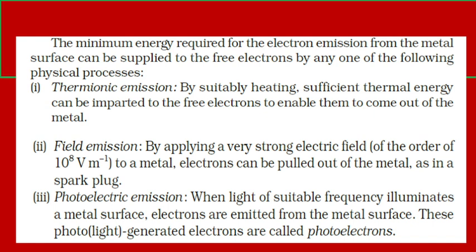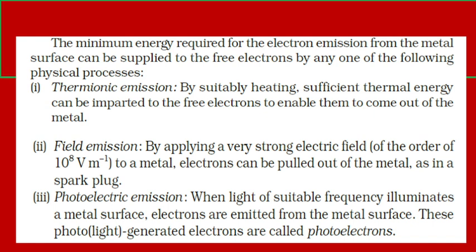Next slide. Now the question is, where will that extra energy, that minimum energy which we need, the work function, come from? Okay, so the minimum energy required for the electron emission from the metal surface can be supplied to those free electrons by these 3 processes.